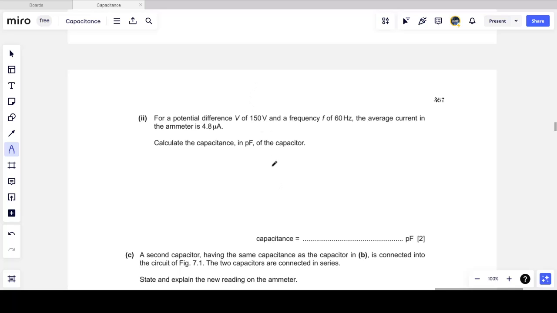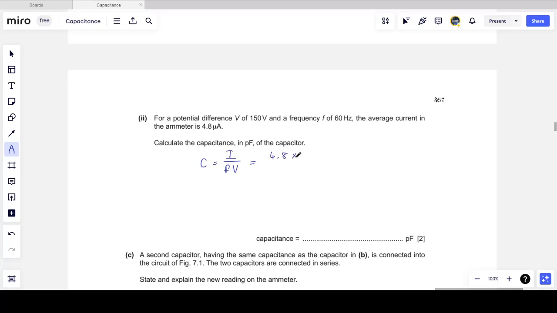Next, we are told that for a potential difference V of 150 volts and a frequency of 60 Hertz, the average current in the ammeter is 4.8 microamperes. And we want to calculate the capacitance in picofarads of the capacitor. So I said that I is FCV, which means that the capacitance C is I over FV. So I'm now confident that I had to do the derivation in the previous question so that I could use it here. Since I'm given the current, the frequency, and the voltage, I can put them all in.